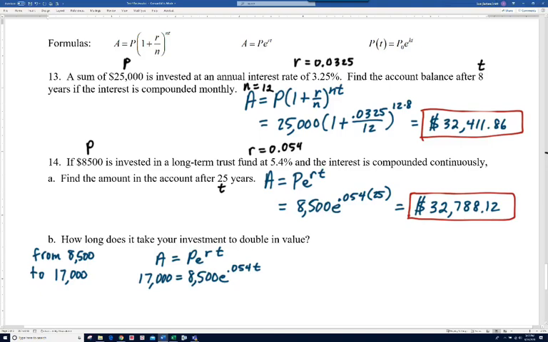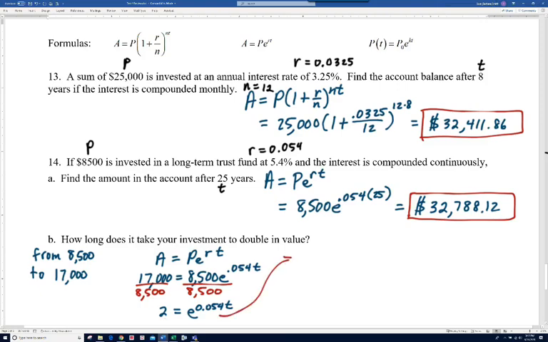Now, this is an exponential equation with an extra number, that 8,500. Notice we have base, exponent, answer, and so we're going to want to switch forms. But before we can do that, we need to get rid of that 8,500 by dividing. So we'll divide each side by 8,500, and you'll get 2 is equal to e to the 0.054t. Now consider that 17,000 is double what we had here, because we were asked to find how long it takes the investment to double. You're always going to get 2 on this step when you're doing a problem like this, because one number is double the other number.